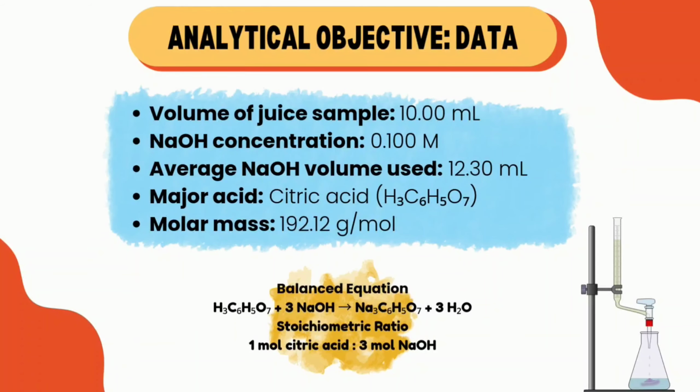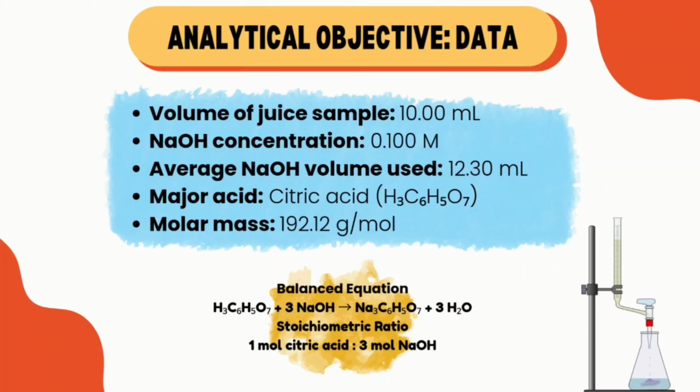As you can see below, this is the data for our orange juice acidity calculation. So, let's read it together. For the sample, we have 10 ml of orange juice, and this is the amount we are checking. Next, the titrant. The titrant we use is sodium hydroxide. It has 0.1 M molarity, and this is our standard base solution.